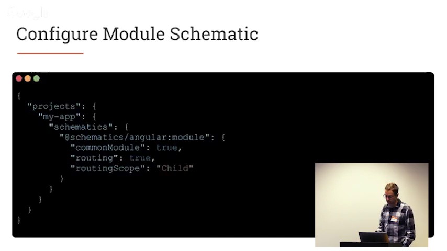Oh, I guess I have another example, configuring a module, for example. Let's say every time you generate a module, you want routing. Instead of having to pass that option, we can set routing to true, and these kinds of things. So you can play with those on your own and discover them as you will.